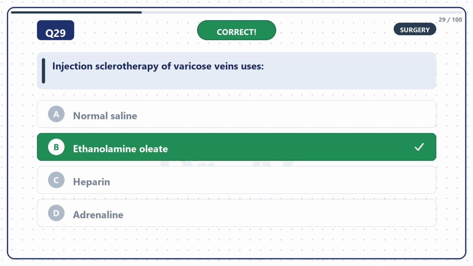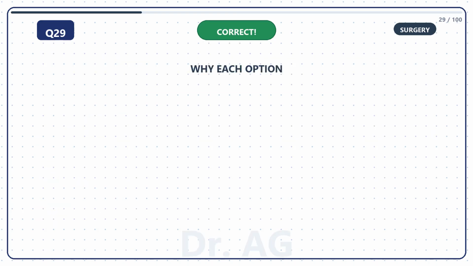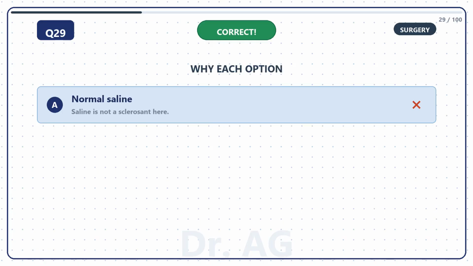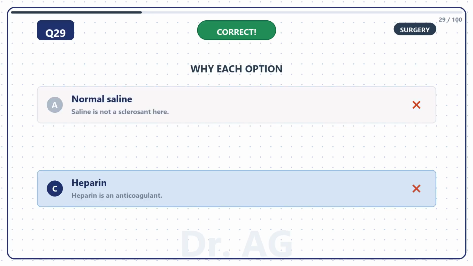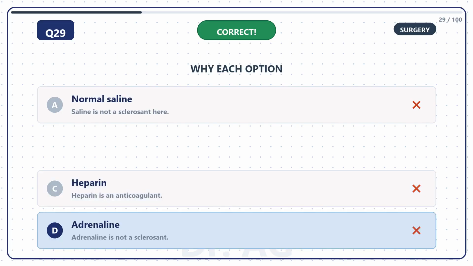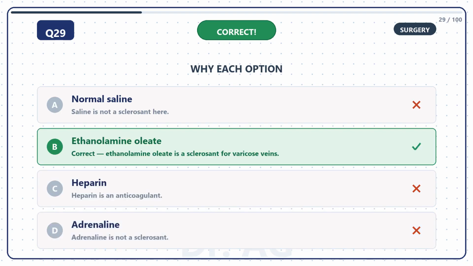The correct answer is option B. Ethanolamine oleate. Let's go through the options. Normal saline. Saline is not a sclerosant here. Heparin. Heparin is an anticoagulant. Adrenaline. Adrenaline is not a sclerosant. And the correct answer is ethanolamine oleate. Correct. Ethanolamine oleate is a sclerosant for varicose veins. So, the right answer is option B.